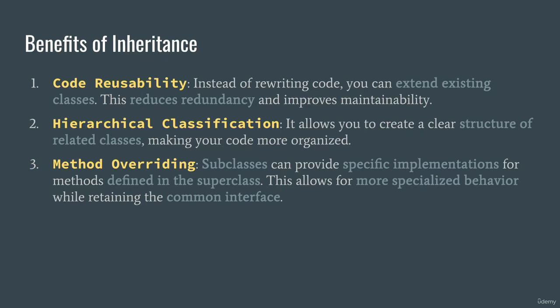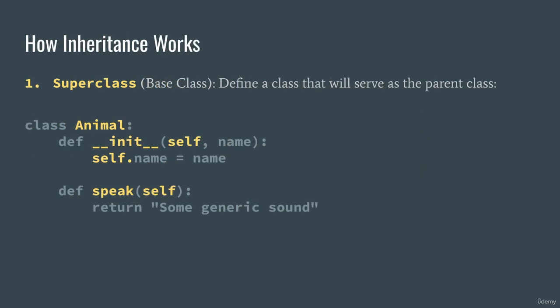Finally, method overriding. Subclasses can provide specific implementations for methods defined in the superclass. This capability allows us to introduce more specialized behavior while retaining the common interface provided by the superclass. Now, let's see how inheritance works in practice.